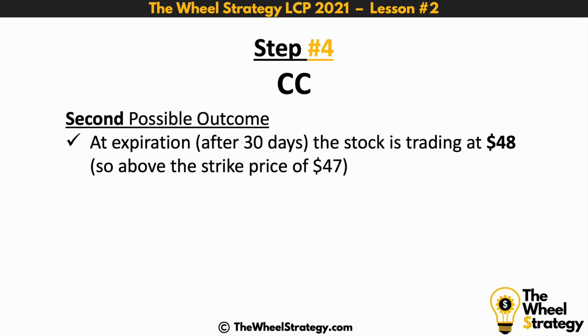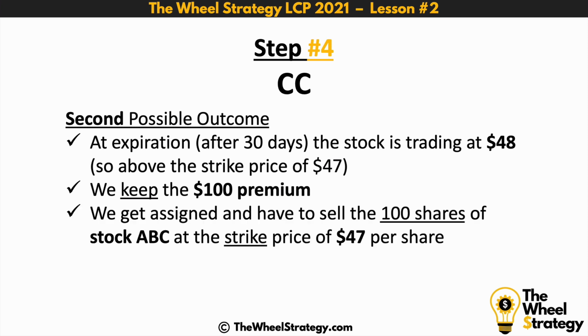Otherwise, let's say that the stock ends up at 48, so above the strike, we keep again the 100 premium. But we get assigned, so our shares are called away, and we have to sell them at 47, even if they are trading on the open market at 48. And we go back to step 1 in this case, so with the cash.